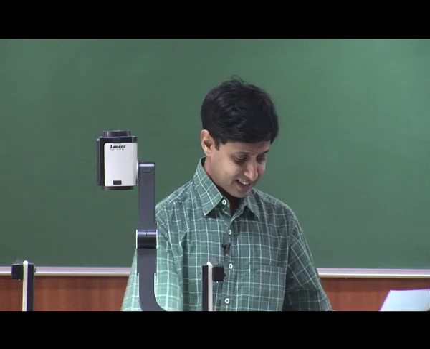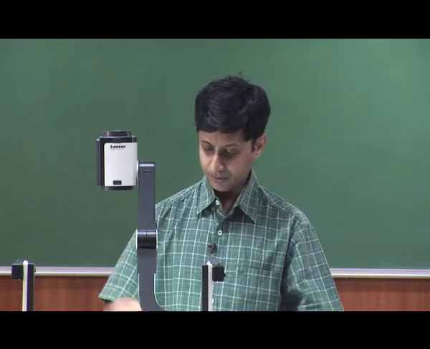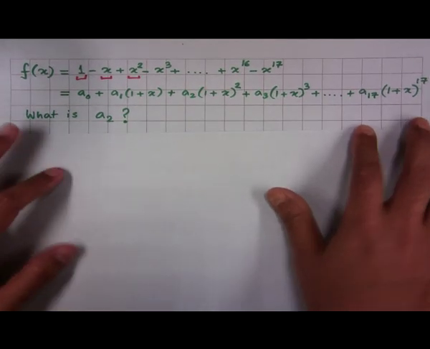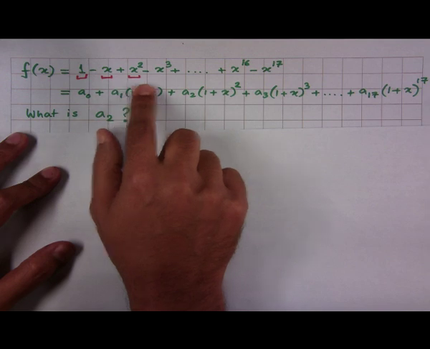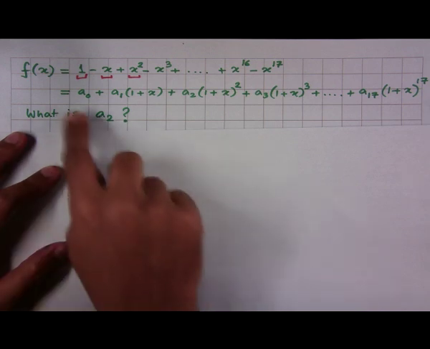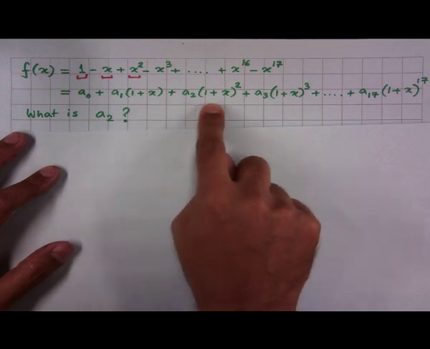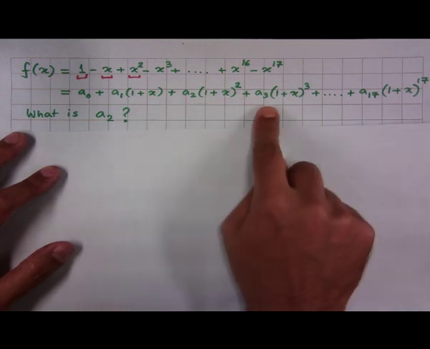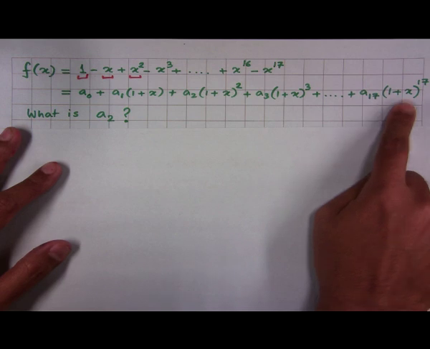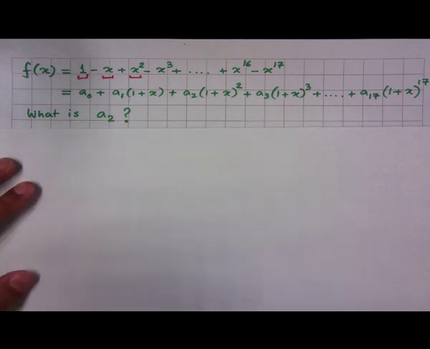Now, in the last lecture we were looking at a particular problem. This was our problem that we were working on. f(x) is equal to 1 minus x plus x squared minus x cube plus dot dot dot plus x power 16 minus x power 17, which is equal to a0 plus a1 times (1 plus x) plus a2 times (1 plus x) whole squared plus a3 times (1 plus x) the whole cube plus all the way till a17 times (1 plus x) the whole power 17. And the question was, what is a2?